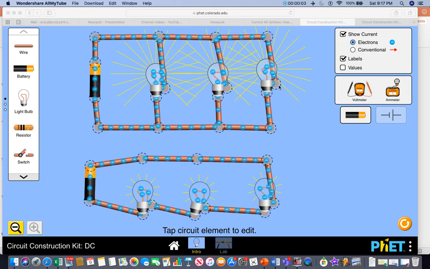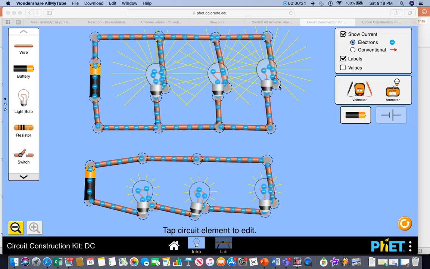Let's just make sure you saw everything that you needed to see in the simulation. So you should have, at the end, built this. Two different circuits. The one at the top is parallel. The one at the bottom is series. They each have one battery and three light bulbs with wires connecting them.